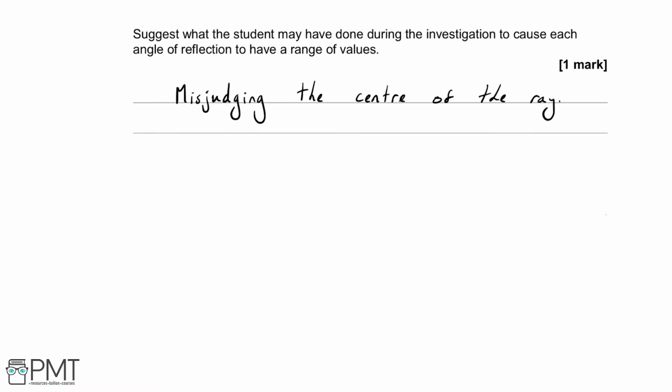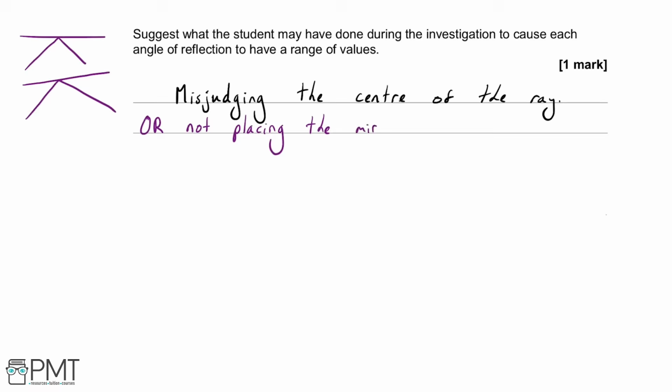Another answer would be not placing the mirror or ray box in the same position each time, because if you started with a mirror that was straight like this and then your next measurement you had it slightly at an angle, but you're trying to measure the same angle into it, then your angles are going to differ because the mirror is at a different angle in the first place. So in that case, you would write not placing the mirror or ray box in the same position each time.